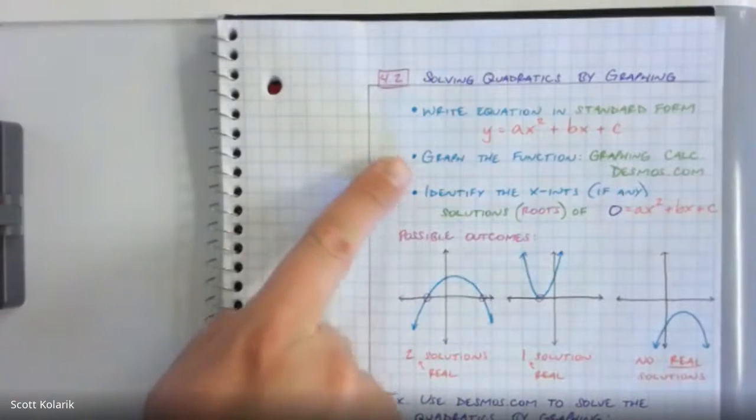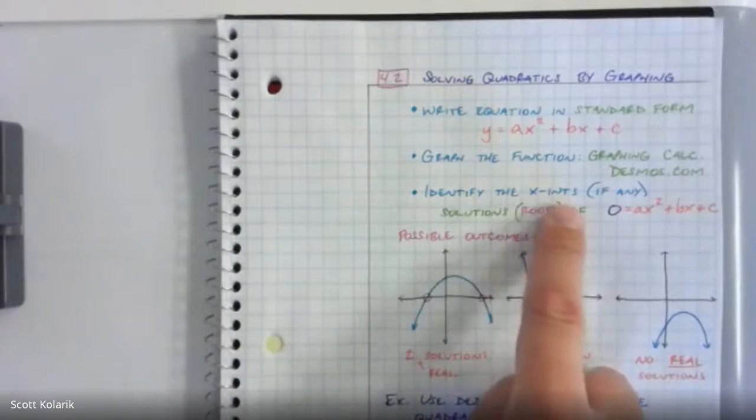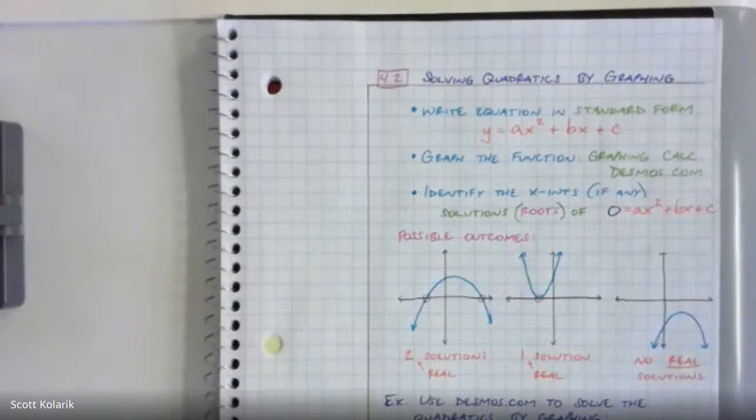And lastly, once you have graphed that quadratic, whatever it's given to you as, the third thing we're going to be doing is identifying x-intercepts. These x-intercepts are something that we talked about in chapter 3. We had intercept form where we were looking for where it crossed the x-axis. That's the very definition of an x-intercept.